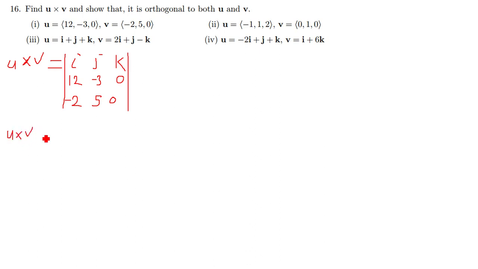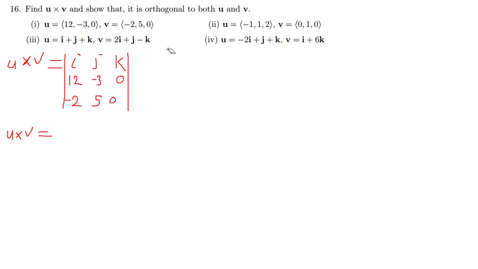So u cross v is always a vector, but u dot v always gives you a number, which is just a constant. So u dot v is sometimes called the scalar product. In some books you find it written as the dot product, and some books will say scalar product.